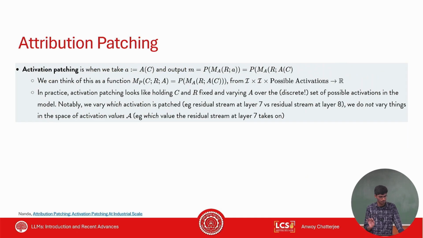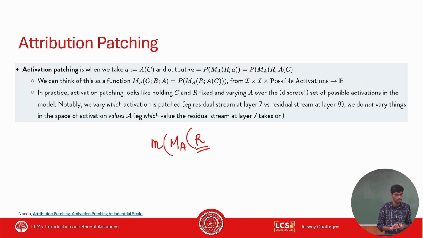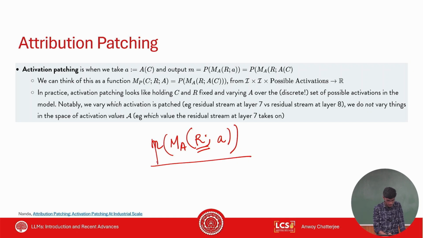What we were doing in activation patching was, for an output M, we have this patched model, where we run with R as our corrupted input and A as the activation which we will patch, right? We were measuring it using a metric P. This P can be logit difference, this P can be KL divergence, based on our choice. And we were iteratively replacing this A with the clean activation AC, right?